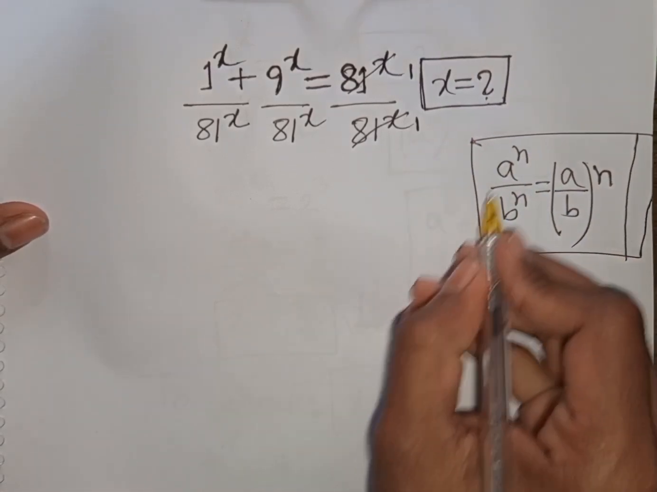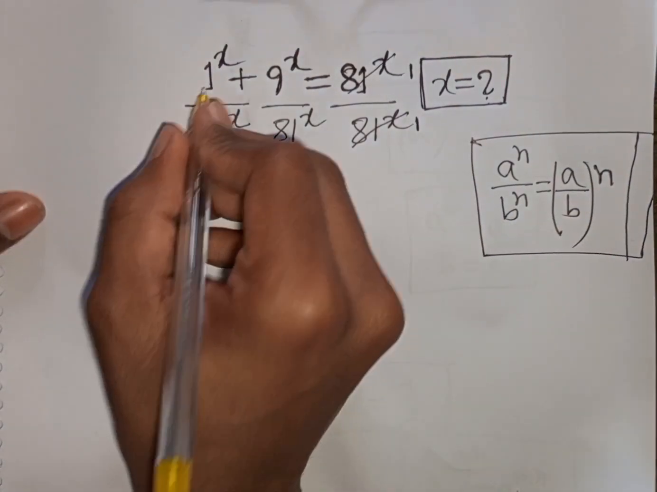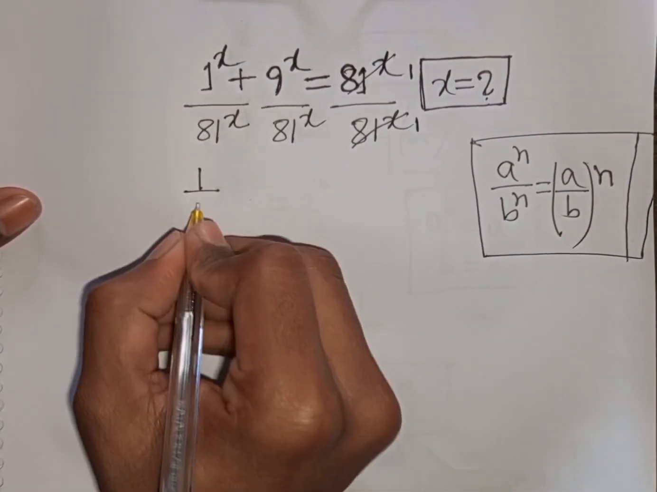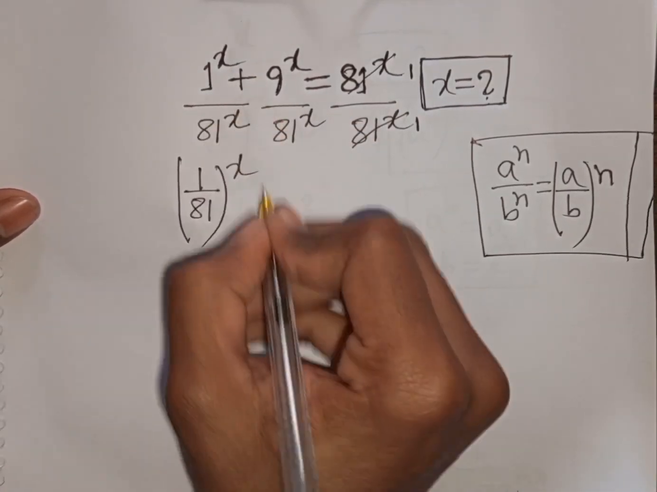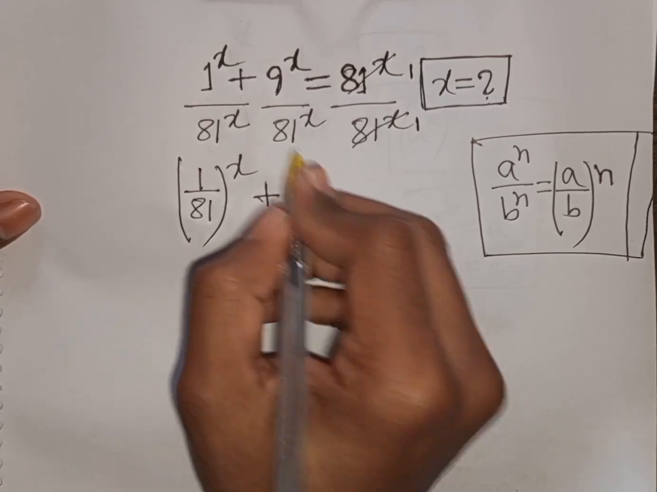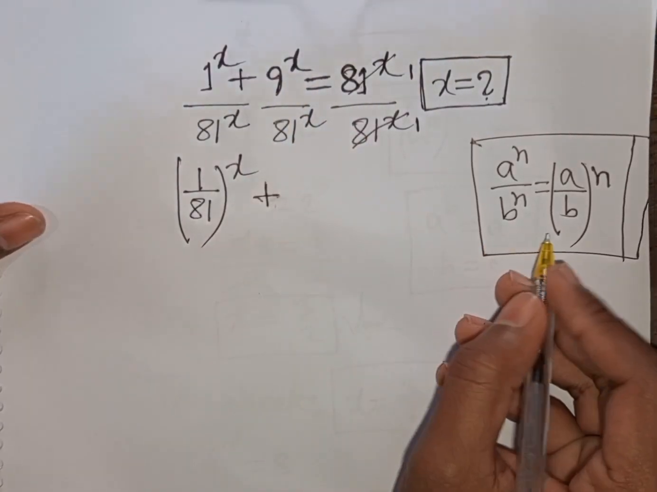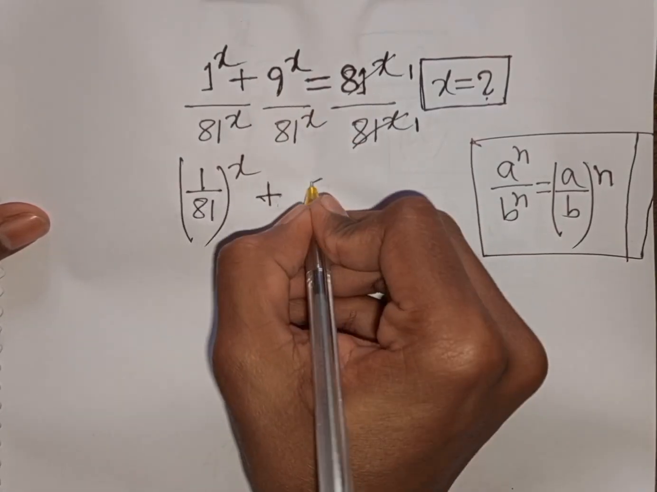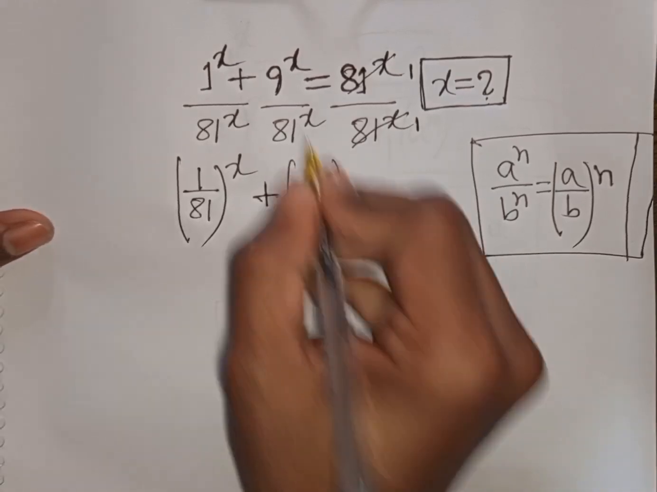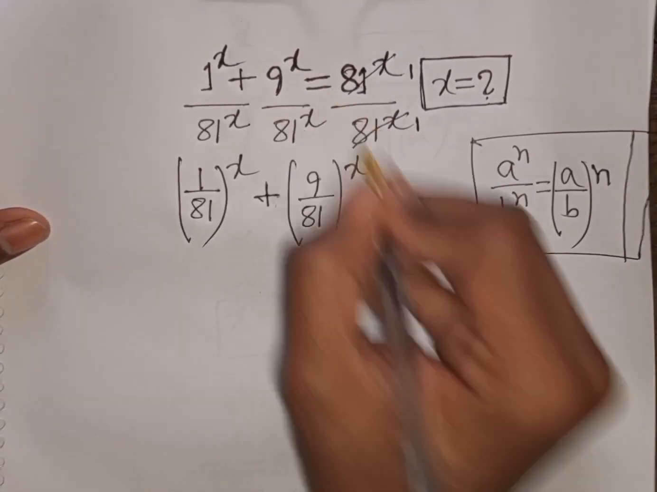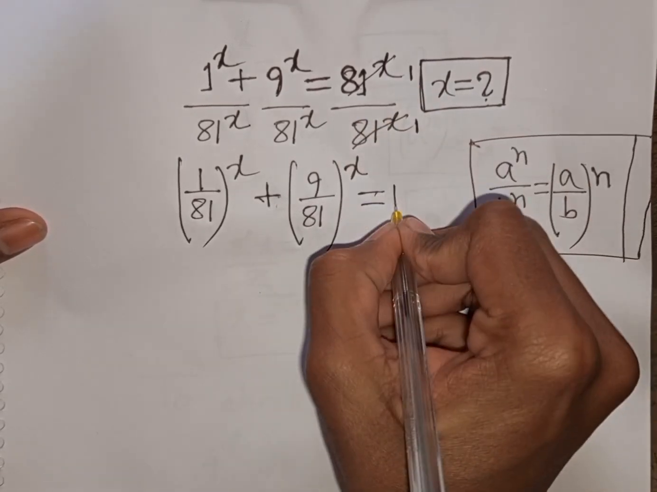That means n is the same power but different base. So according to this formula we can write here 1 over 81, then bracket common power x, plus again x is the same power but different base. So this rule applies here. So you can write here 9 over 81, then bracket common power x, is equal to 1 divided by 1. That means it will be 1.